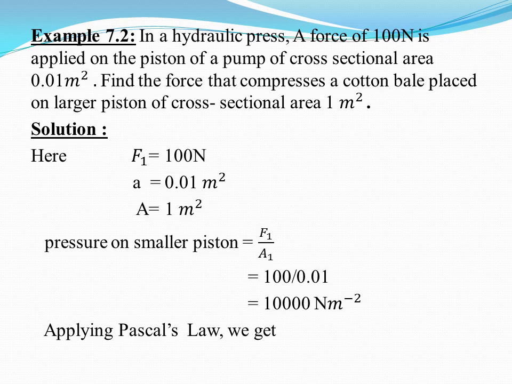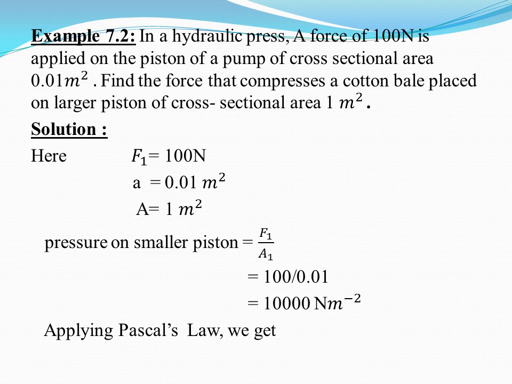Here F1, that is the smaller force, is given, which is 100 Newton. Smaller cross-sectional area and larger cross-sectional area, both areas are also given, which are 0.01 and 1 meter square respectively. Pressure on the smaller piston is F1 over A1. So put the value of F1 as well as A1. A1 is the area of the smaller cross-section, represented by small a. Putting these values, we get the pressure, which is 10,000 Newton per meter square.